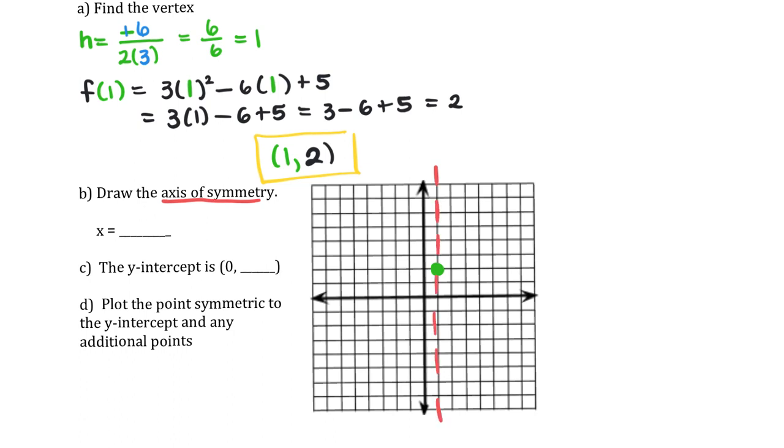The equation for the axis of symmetry is always x equals because it's vertical. What does x equal when I go through the vertex? Well, x equals the x-coordinate, which is 1, or I can look at the graph. So x equals 1 is the equation for the axis of symmetry.